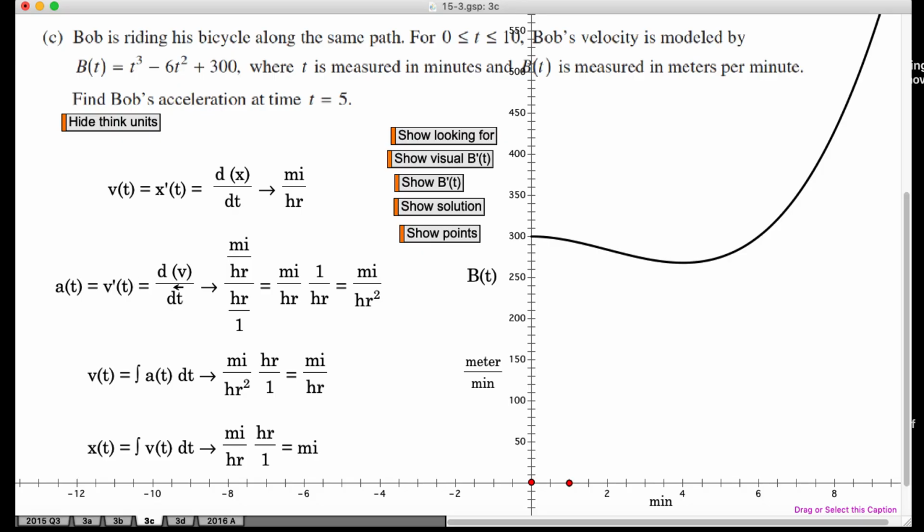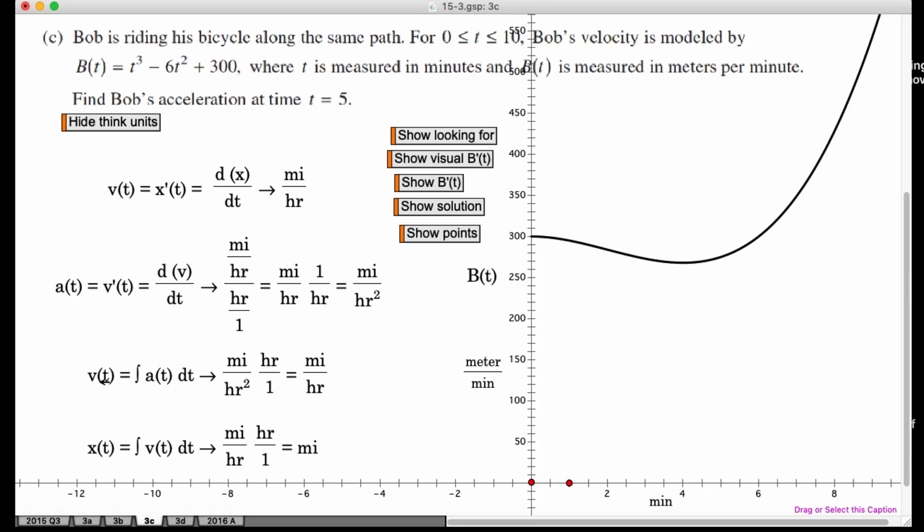Acceleration is v prime of t, the derivative of velocity with respect to time, just another way of saying the same thing. Velocity is miles per hour. Time is hours, but I'm writing it as hours over 1 so we can see the next step simpler. So I have miles per hour, I invert and multiply times 1 over hours, and I get miles per hour squared.